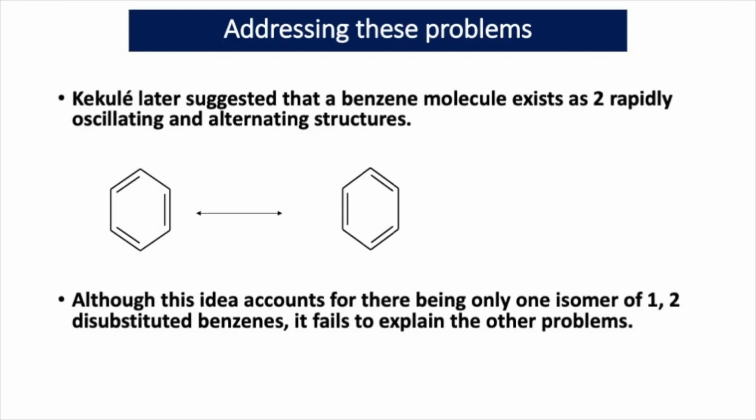Now, like any good scientist, Kekulé wanted to address the concerns that were raised about his model. And he suggested that benzene exists as 2 forms, and you can see here I've drawn them here, and the only difference is the positions of the double bonds. And Kekulé believed that these different forms are rapidly changing from one form to the other. Now, this does give a reason why you only see one isomer for 1,2-disubstituted benzenes, but it fails to explain the other flaws in the model.